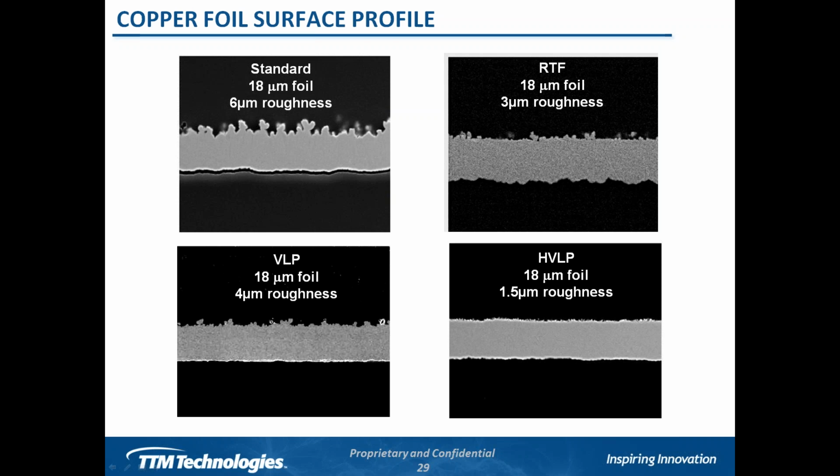And then finally, HVLP foils. You can see here where it's very smooth, both sides. And these foils here operate at, again, anywhere from 1 to 2 micron roughness, depending on the foil manufacturer and also the laminate manufacturer as well.